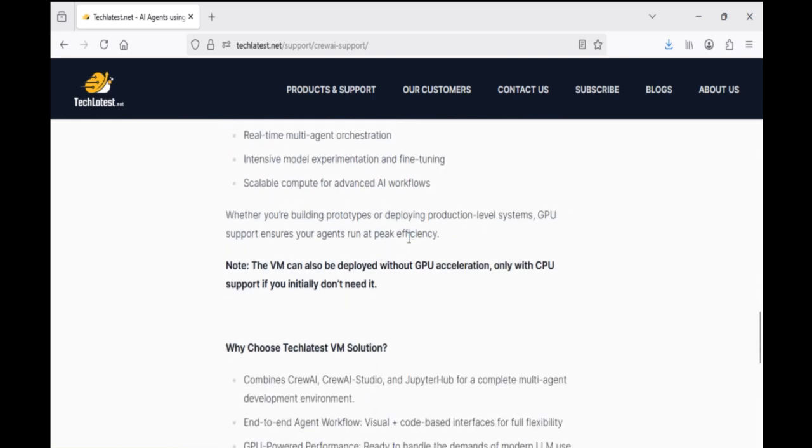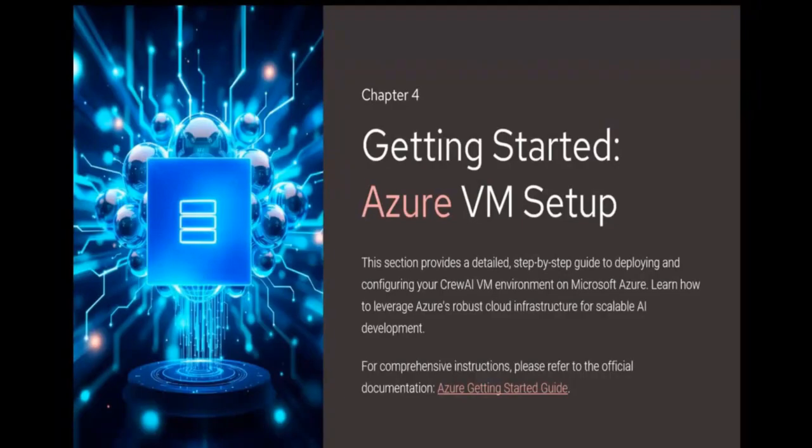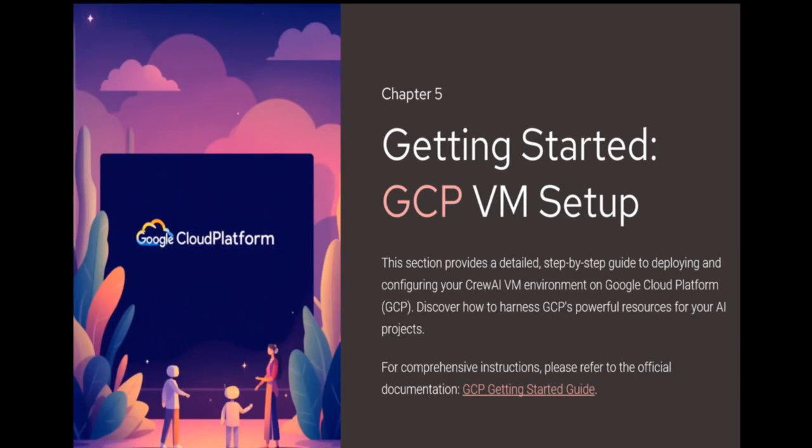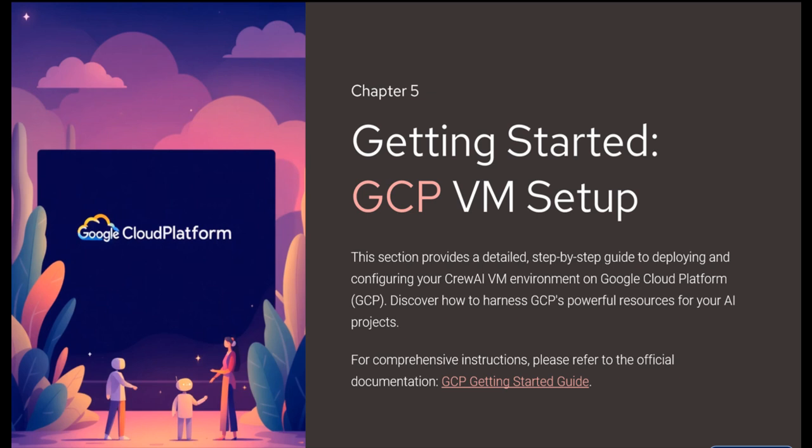So this all-in-one solution is available on most cloud platforms, including Microsoft Azure, Google Cloud, GCP, and Amazon Web Services (AWS). In this video, we will walk you through how to deploy the AI agents using CrewAI Studio and Jupyter with GPU support virtual machine on GCP platform. And once the VM is up and running, how to access and use the bundled tools and applications.